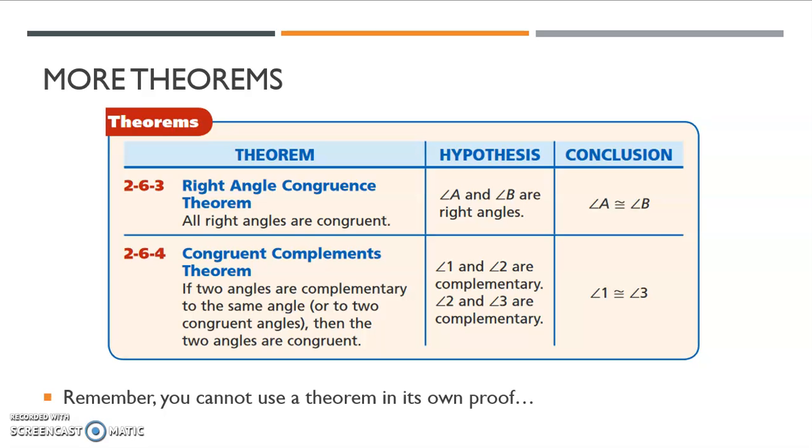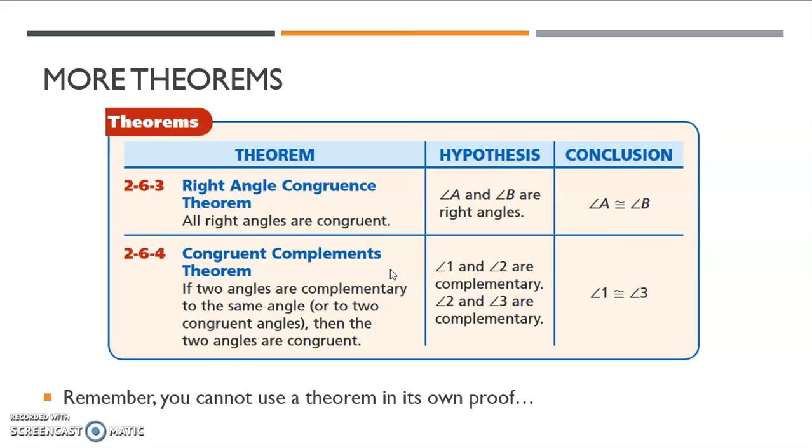Okay, the first thing we're going to do is look at a few more theorems. The right angle congruence theorem kind of seems a little pointless, but we really do use it. It says all right angles are congruent. So if you know that A and B are right angles, then you know that angle A is congruent to angle B.